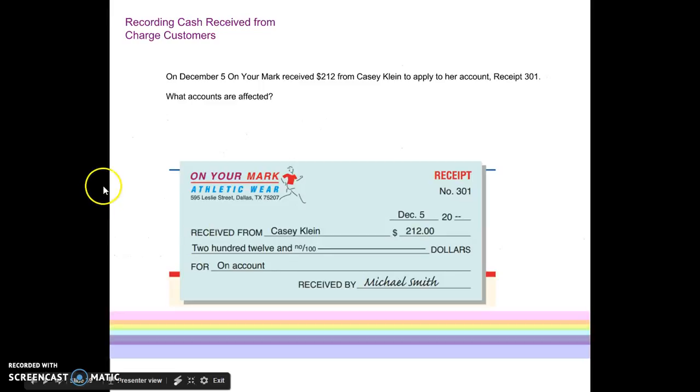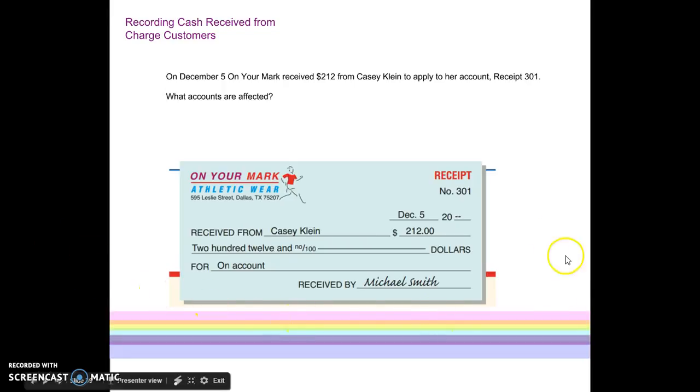Now let's take a look at recording cash received from charge customers. Let's say on December 5th, Mark received $212 from Casey to apply to her account. The receipt number is 301. What are the accounts that are affected?